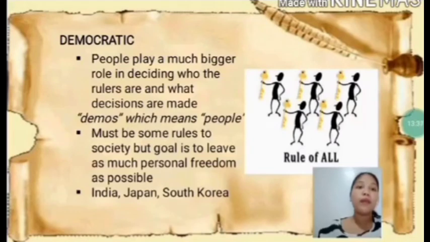Democratic. People play a much bigger role in deciding who the rulers are and what decisions are made. Demos means people. Some rules apply to society, but the goal is to allow as much personal freedom as possible. India, Japan, and South Korea practice democratic government.